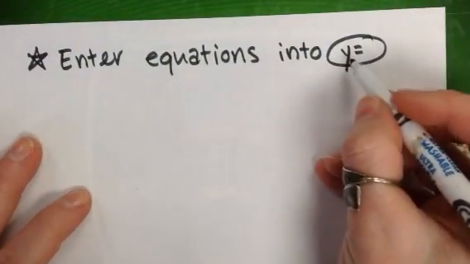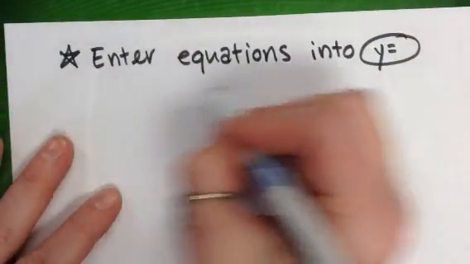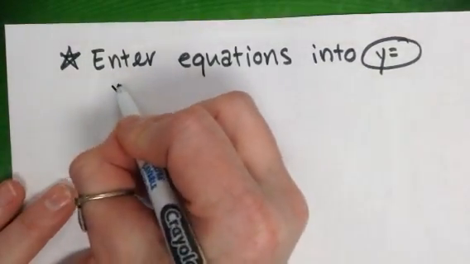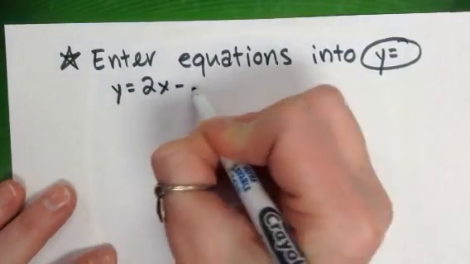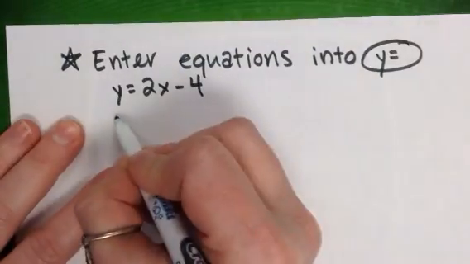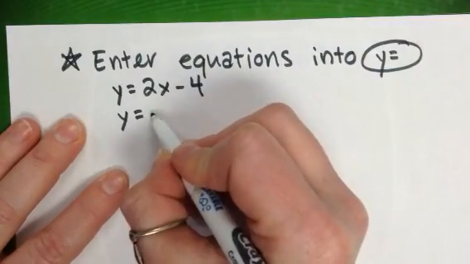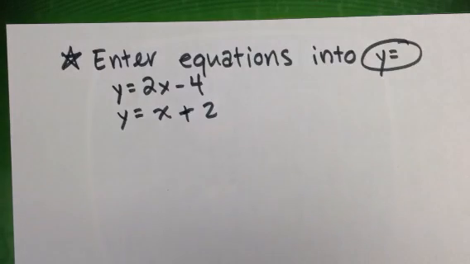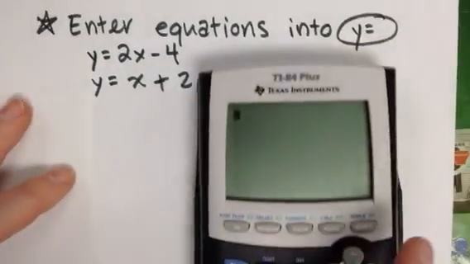So after you press that y equals, you just type in the equations. Remember, so for example, y equals 2x minus, I don't know, making it up, 4. And then we may have y equals just x plus 2. I don't know if that's going to be a pretty intersection or not. But go ahead and practice it right now. There's one like it on the CBA.